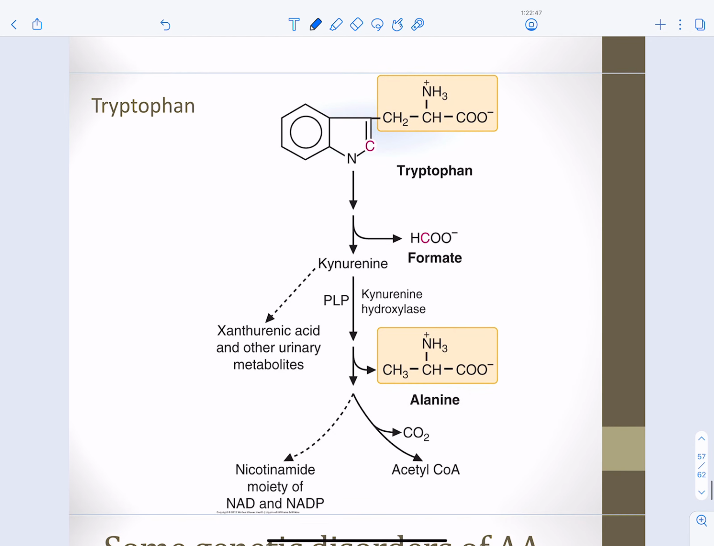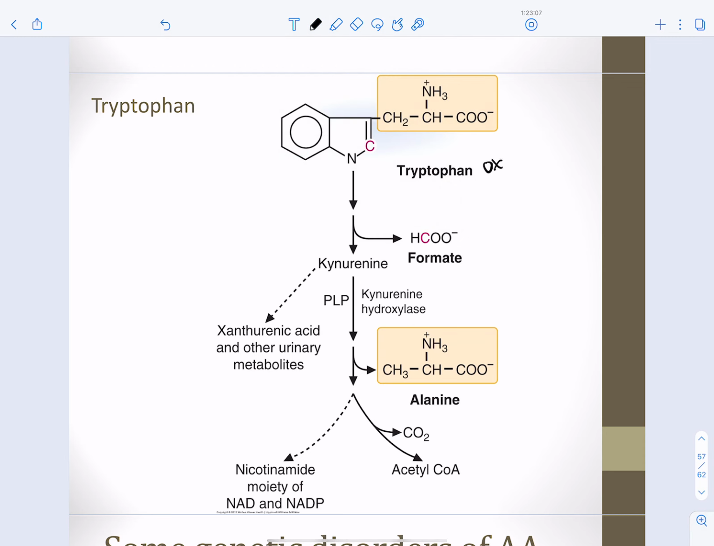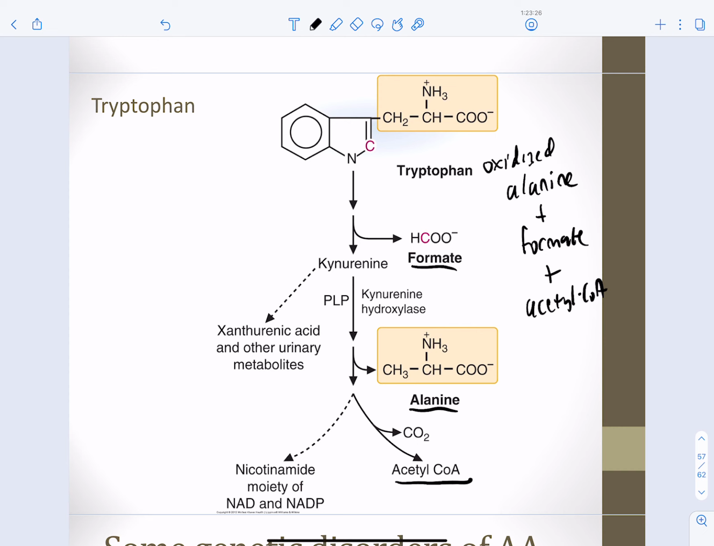Okay, so let's just talk a moment about tryptophan. Tryptophan is important for a few reasons. For one thing, it's going to be oxidized, and this is going to become alanine, formate, and acetyl-CoA. So you have formate that gets produced, alanine gets produced, acetyl-CoA gets produced. That's all down this whole line.